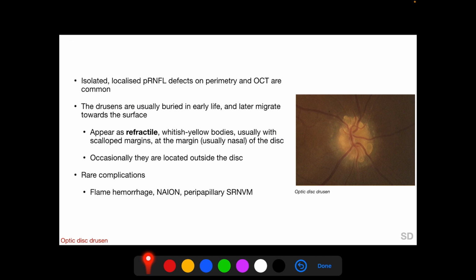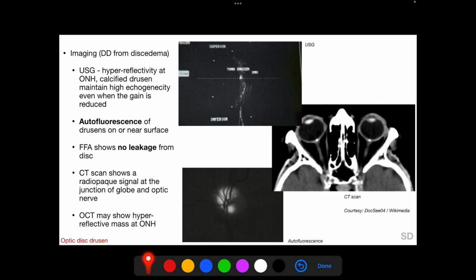And early in life, the drusens are located more posteriorly in the optic nerve and later migrate anteriorly towards the surface of the optic nerve head, and they appear as refractile whitish yellow bodies, usually with scalloped margins at the margin of the disc. Occasionally they are located outside the disc, and they may have rare complications such as hemorrhages, non-arthritic ischemic optic neuropathy, and peripapillary subretinal neovascular membrane.